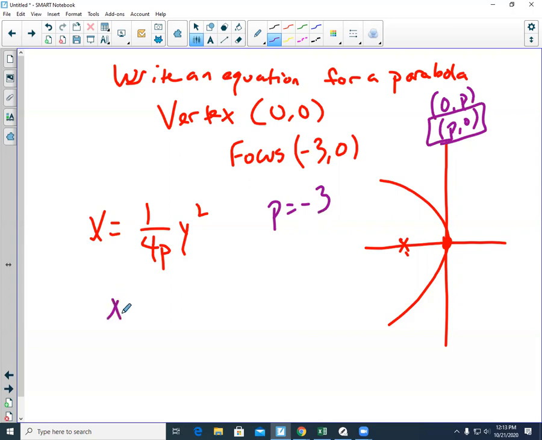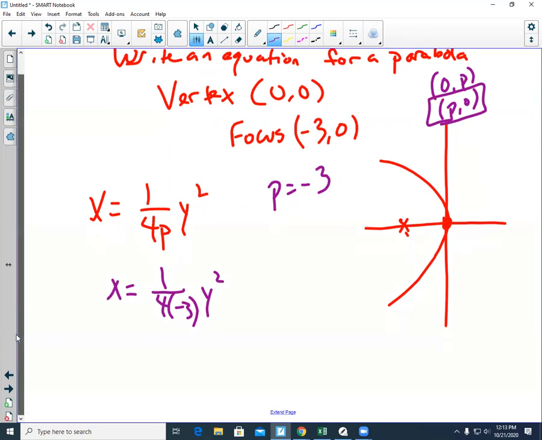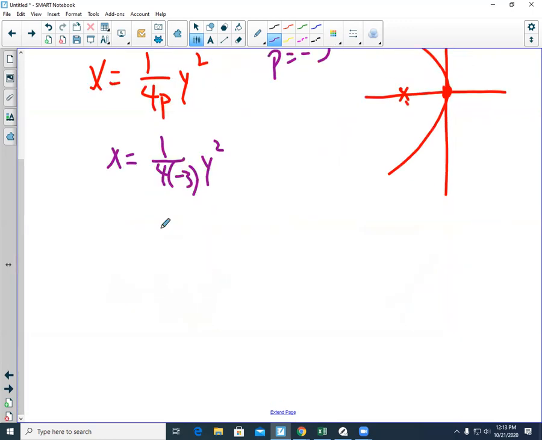So p-value is -3. And now all I have to do is take that p-value and plug it in. And once I plug it in, I've got my equation. So 1/4 times -3 y². So now when I have this, it will end up being x equals -1/12 y². If you put 1/-12, that is fine. If you put negative in the front and then you put 1/12, that is fine. It doesn't make a difference at all how you write that, as long as you have -1/12 somehow.